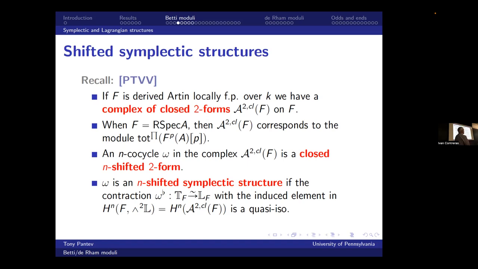And an n-shifted symplectic form is such an n-cocycle, such that if you look at the underlying two form, just at the section in the second exterior power of the cotangent complex, and contract with it, it gives you an equivalence between the tangent and the cotangent complex. And if it's n-shifted, that equivalence has to be, I forgot the shift, there has to be a shift by n here because it's a degree n cocycle. So it's a quasi-isomorphism between the tangent complex and the n-shifted cotangent complex.